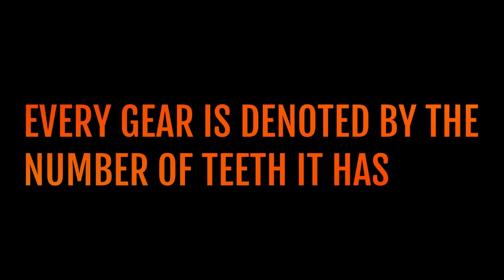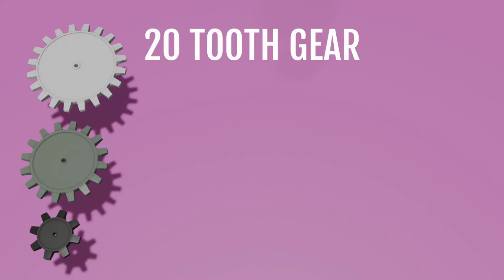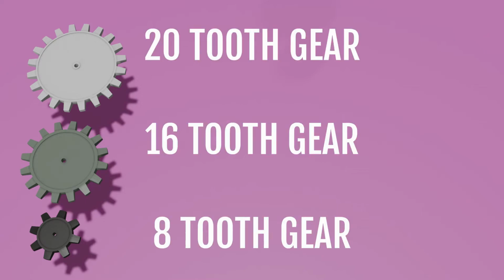Every gear is denoted by the number of teeth it has. For example, the gear on the top has 20 teeth, hence the 20 tooth gear. The gear below it has 16 teeth, hence the 16 tooth gear. The gear on the bottom has 8 teeth, hence the 8 tooth gear.